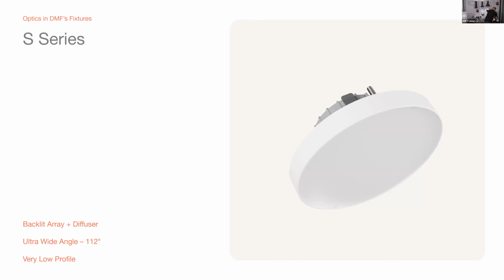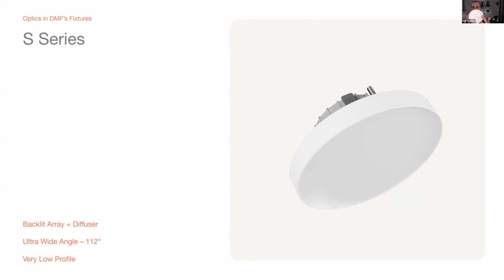Next, I'll talk quickly to our S series. So this is our surface mounted downlight. It's really going to be the most affordable product that we offer, and really the most compact. It fits into just any junction box with the driver in the back. Then the whole fixture sits below the ceiling.